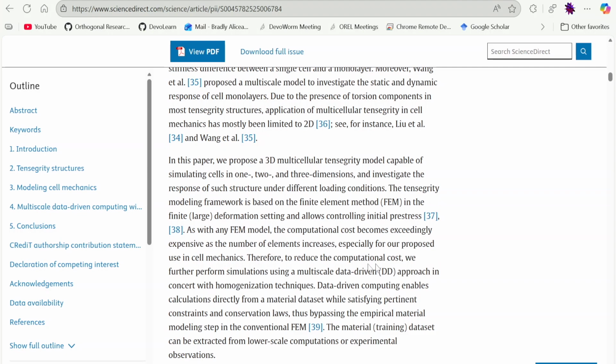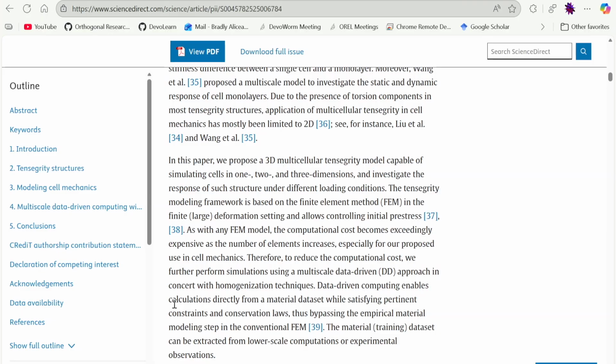Therefore, to reduce computational costs, we further perform simulations using a multi-scale data-driven approach in concert with homogenization techniques. So this is where they're using averages and not accounting for every single nuance of the cell, but they're using this as a way to add data to this model so that they don't have to simulate everything from first principles. So there are decisions you're making there to balance computational costs with realism. And that's just kind of where they are with this.